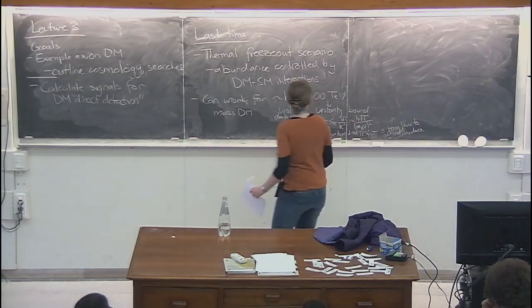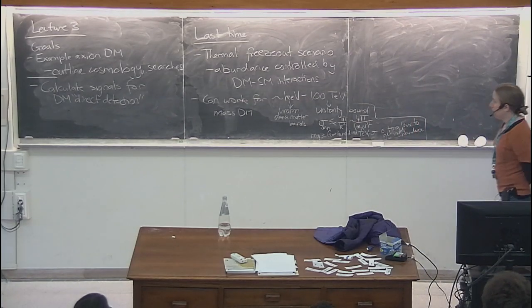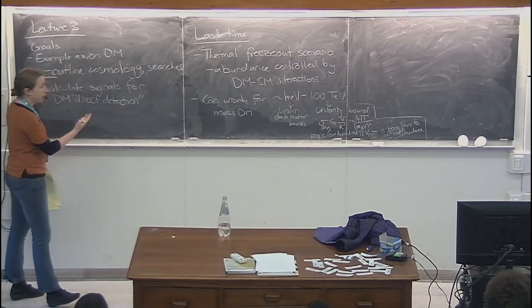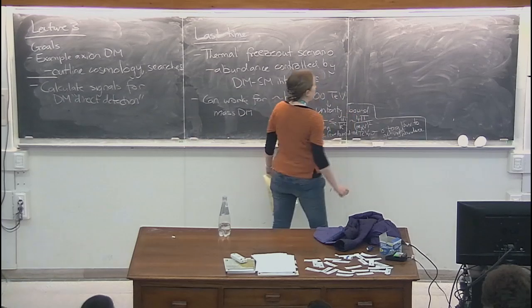So now let's talk about the other part of the mass range. This has guided a lot of the thinking on how to search for particle dark matter in the last few decades. But there's a completely different region, which we talked about last time.